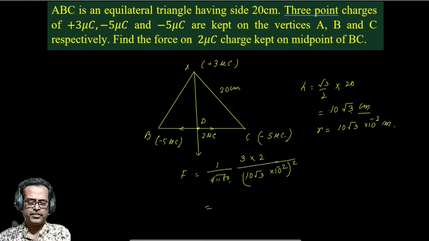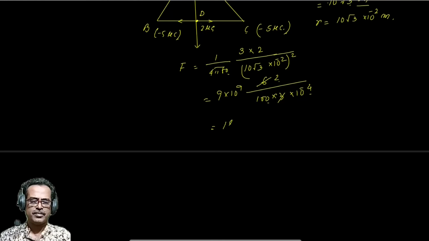is equal to this is 9 into 10 to the power 9, and this is 6 divided by 100 into 3 into 10 to the power minus 4, Newton. 18 into 10 to the power 11 Newton along AD.